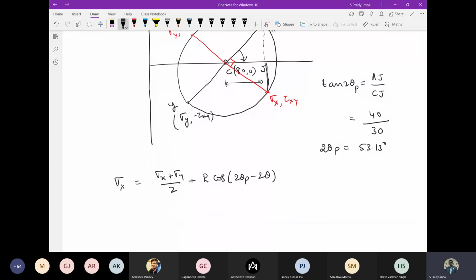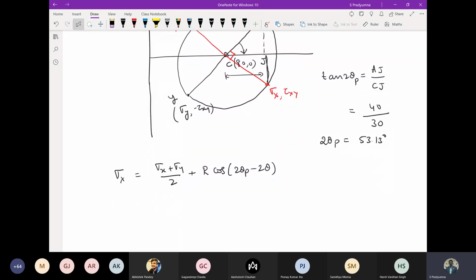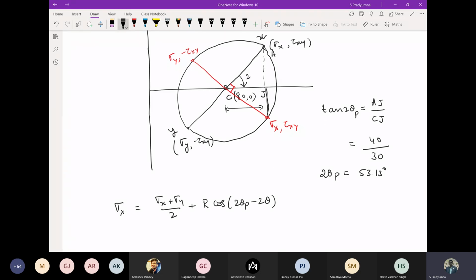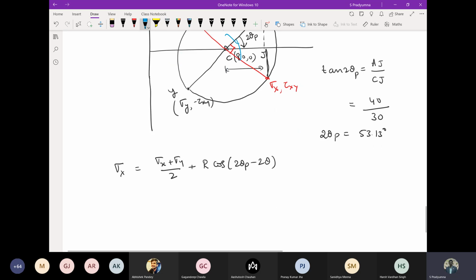This was the equation we derived yesterday, right? So we can get that. So this is my 2 theta p, this is my 2 theta p, and this is my 2 theta, that is 90 degree. So this is 2 theta. Okay, so that means I get this angle. Fine. R cos of that angle.